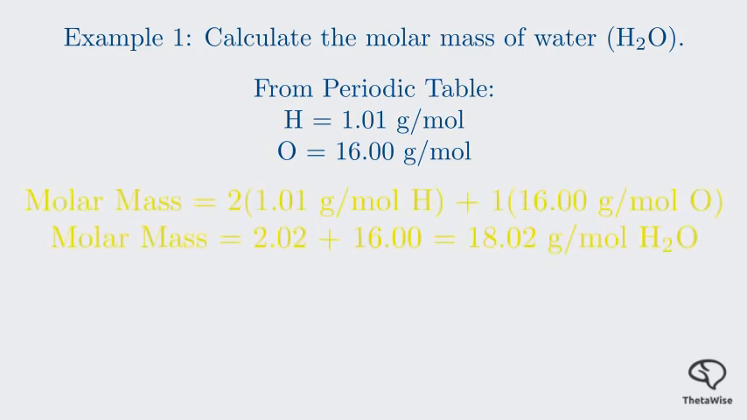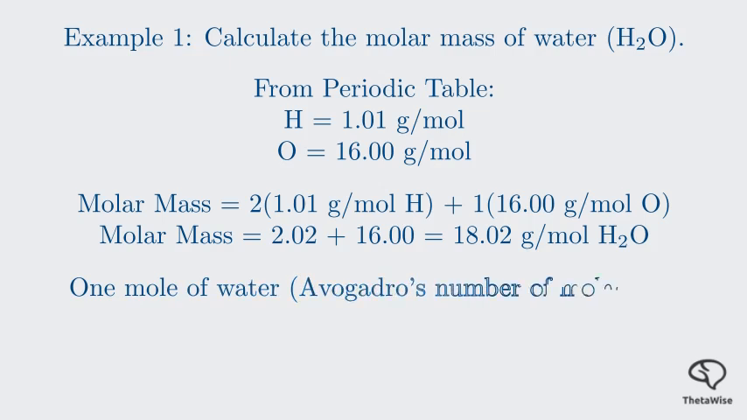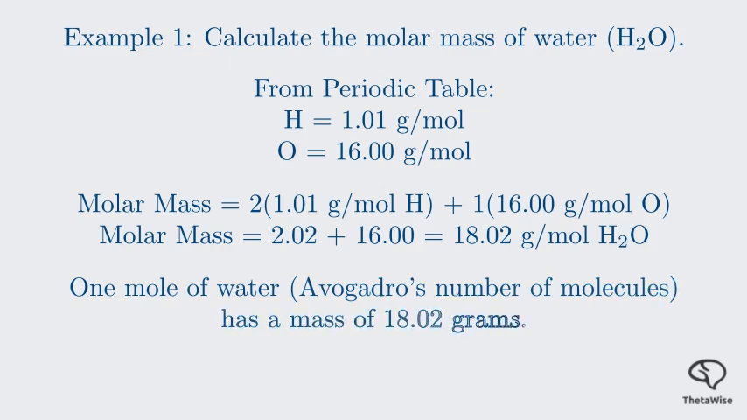Now we add them up. It's 2 moles of hydrogen plus 1 mole of oxygen. So 2 times 1.01 plus 16.00 equals 18.02 grams per mole. That means 1 mole of water, which is Avogadro's number of water molecules, has a mass of 18.02 grams. Let's try a slightly more complex molecule to make sure the process is clear.